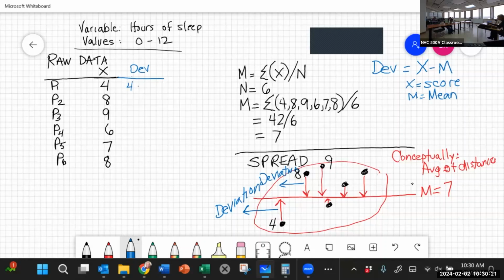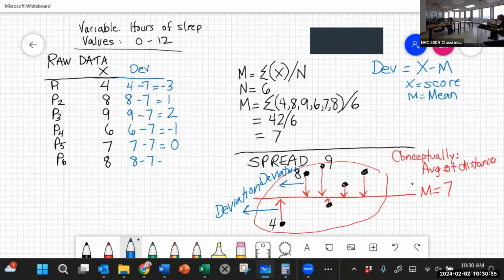4 is the score minus the mean of 7 equals -3. This score is 8 minus the mean of 7 equals 1. 9 minus 7 equals 2. 6 minus 7 is -1. 7 minus 7 is 0. 8 minus 7 is 1. Any questions about what a deviation is?